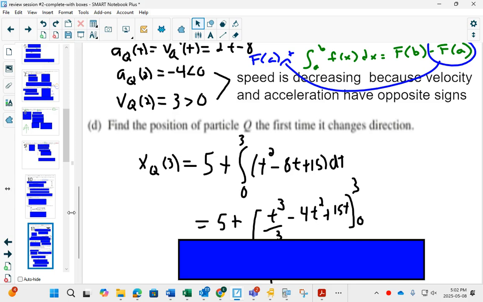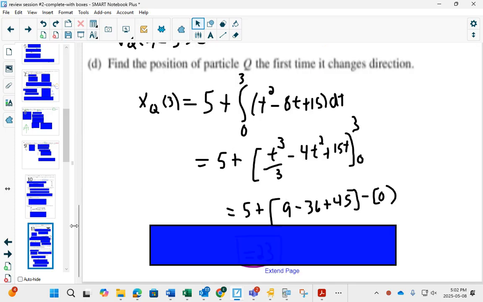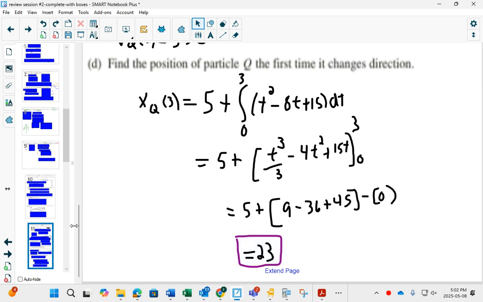So the integral of this is not hard. Plugging things in, and we get our position.